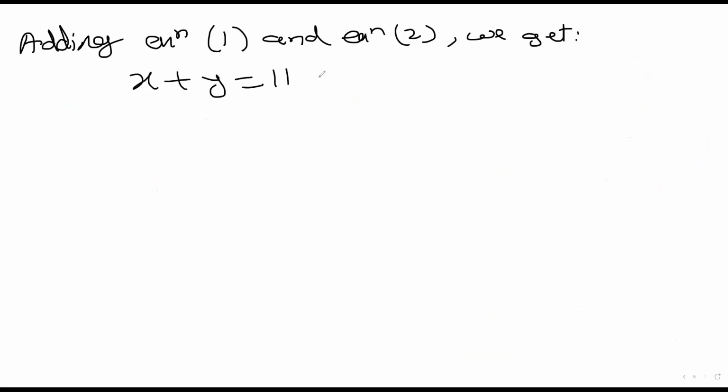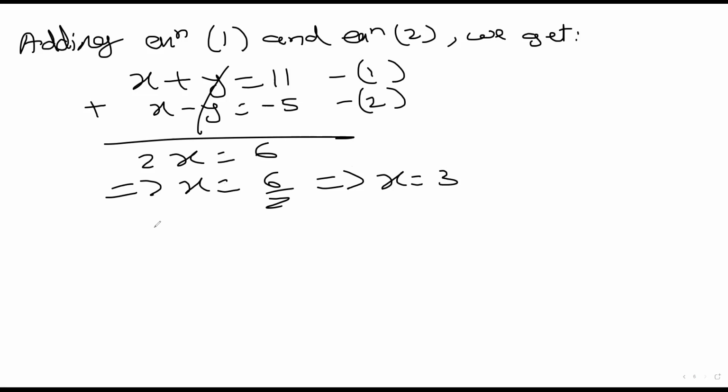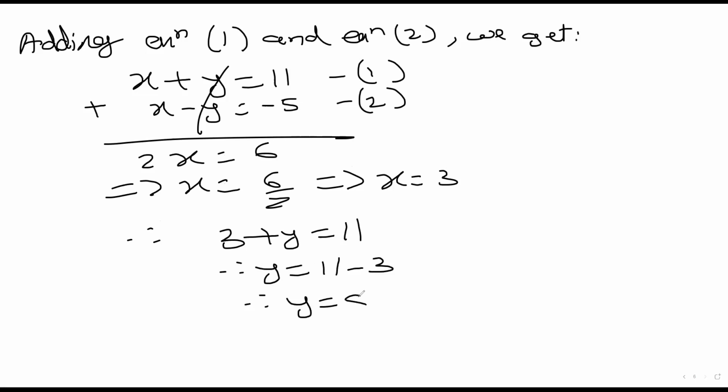x plus y is 11 and x minus y is equal to what? Minus 5, right? Correct. So when you add, y cancels, and 2x is equal to 6. That means x is equal to 6 upon 2. Therefore, x is equal to 3. Correct. So if x is 3, y will be how much? 8. Correct. y will be 8.